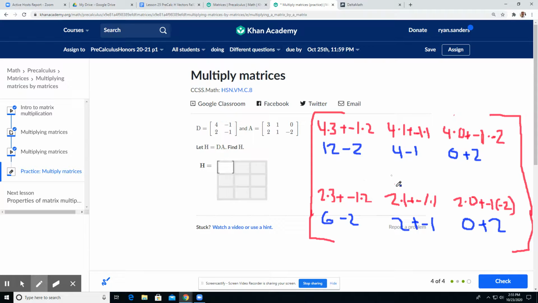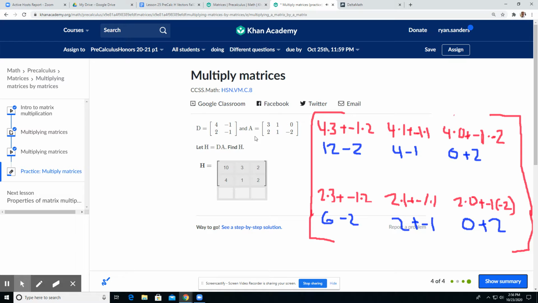So notice the steps I do here. Be very careful about doing it in your head. It's real easy to make mistakes on these. There's so much action going on. The more you list things out, the easier it gets. So 12 minus 2 is 10, 4 minus 1 is 3, 0 plus 2 is 2. 6 minus 2 is 4, 2 minus 1 is 1, and 0 plus 2 is 2. Everything looks correct. Got it.